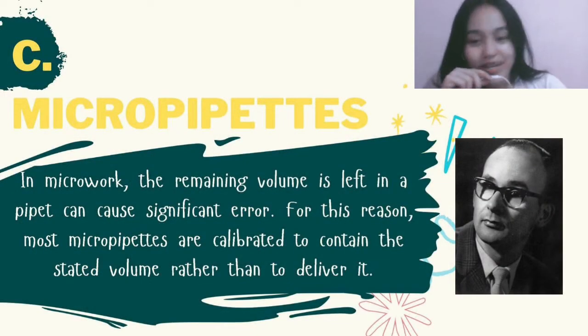Micropipettes. Heinrich Schnitger, a postdoctoral researcher at the University of Marburg in Germany, invented the micropipette in 1957. Micropipettes are utilized to transmit volumes in the microliter range accurately and precisely. The units used for this are microliters or milliliters.